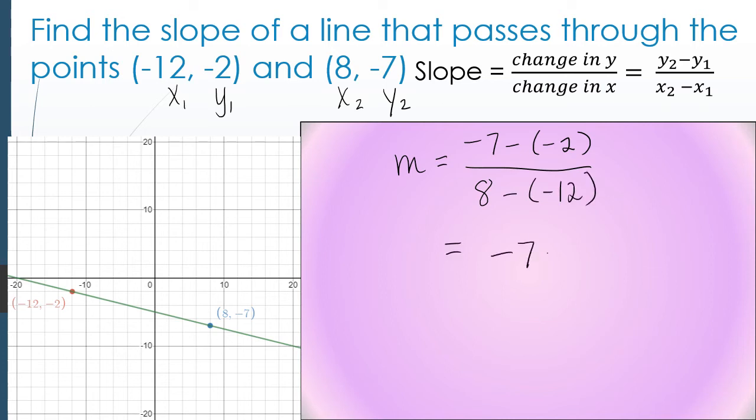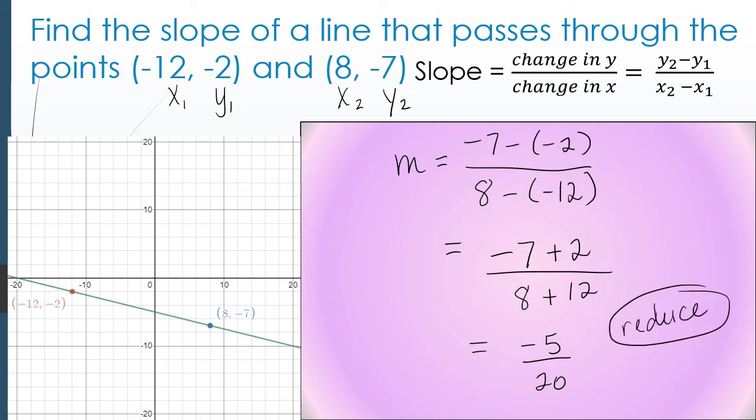So that's -7 plus 2 over 8 plus 12, because the minus negative becomes a plus. So that's -5 over 20. Always reduce to lowest terms if you have a fraction. That means our slope is -1/4.